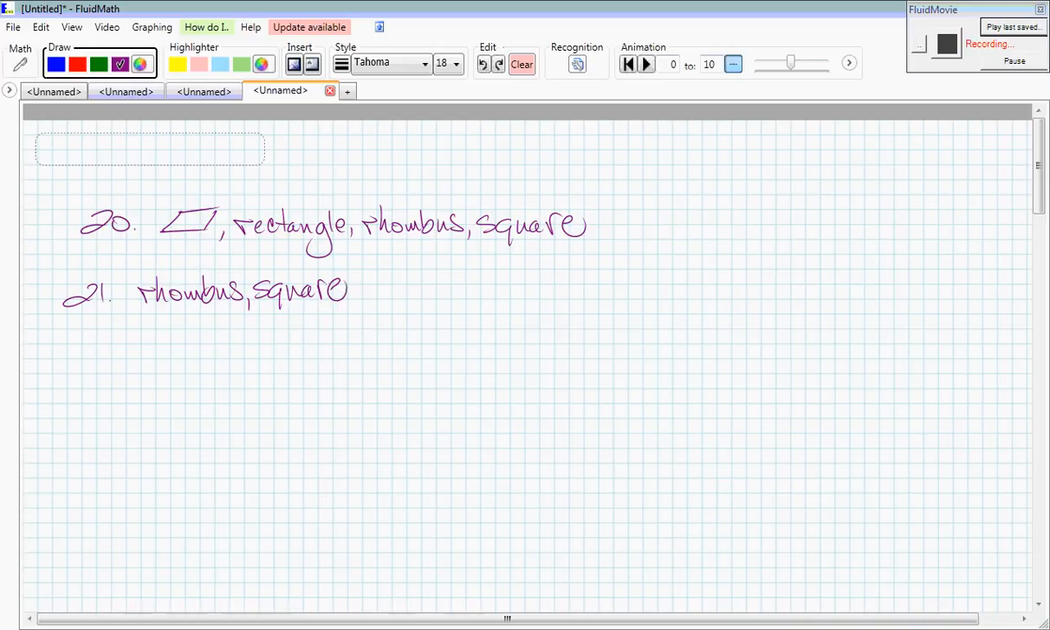Again, you need to be very, very familiar with your properties. That is a property for a rhombus and a square, and again, if tomorrow you need an explanation or an illustration as to why that's true, please just ask.